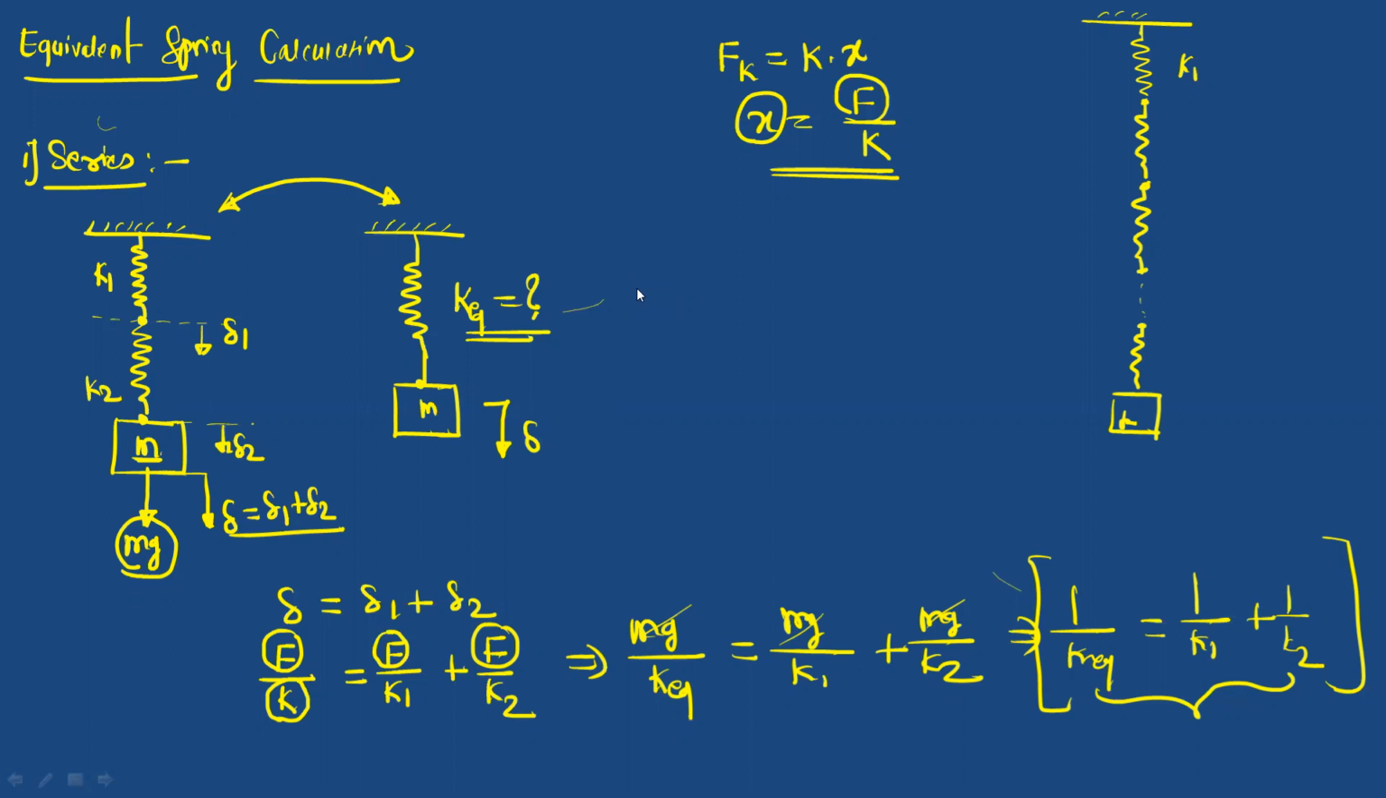Suppose the arrangement, that is the spring mass system, consists of n springs connected in series. Then the equivalent stiffness we can find out by using the same relation. So consider this system K1, K2, K3 up to Kn, and this is the mass connected. So we can write 1 upon K equivalent. That means we have to convert this system into a simple spring mass system.